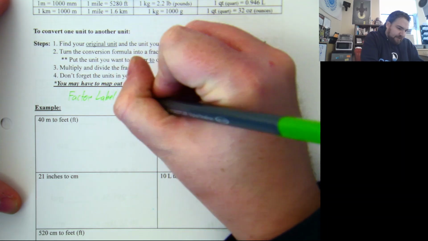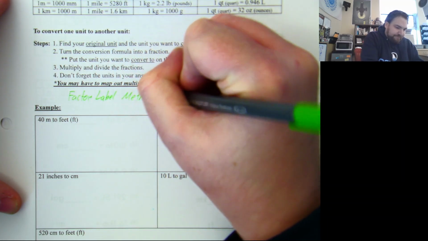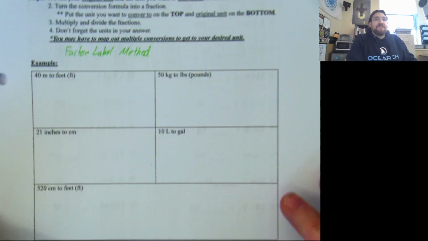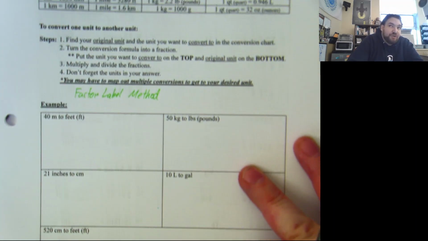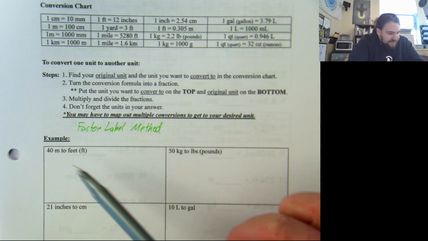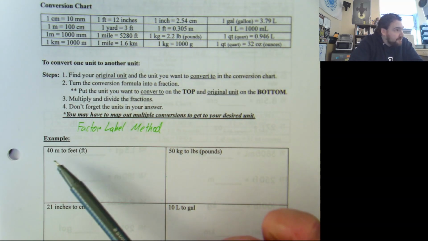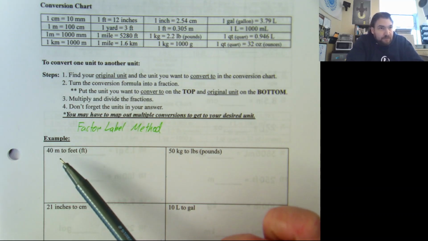Factor label method. I'm going to demonstrate the factor label method on 3 of these examples, and I'm going to let you play with it. Here we go. Here's how it works. I'll show you again. This first example says, I want to convert 40 meters into feet.